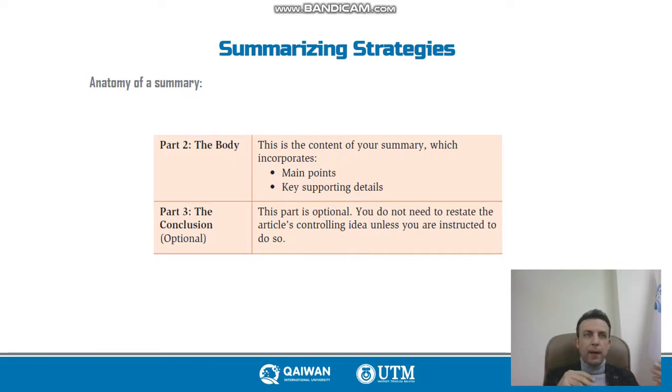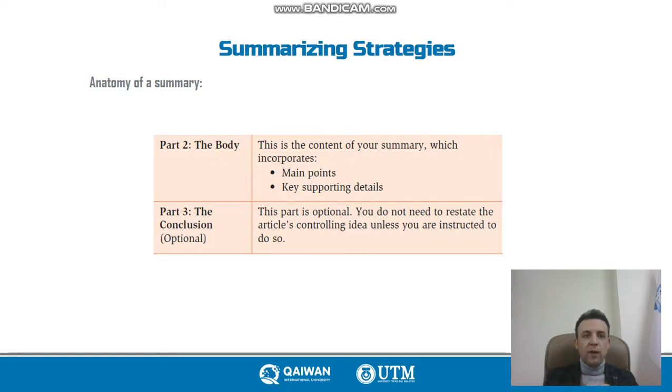And it's not only the topic sentences. From each paragraph, you may need to choose some certain information that is important, like the major support, and you use the topic sentences and the major support, or the main points of the paragraph, and that becomes the body of your summary.